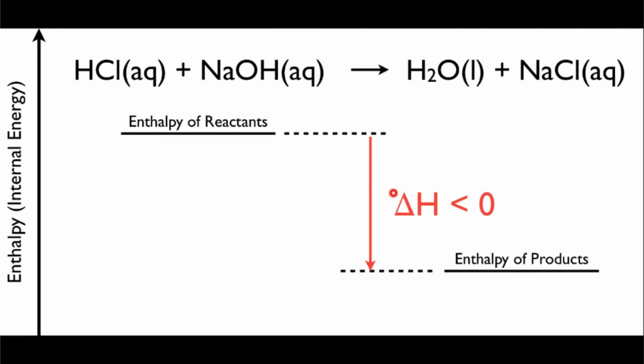So the change in enthalpy in this scenario is less than zero. Enthalpy has gone down. And this is what we refer to as an exothermic reaction, for reasons that I think are self-explanatory. Heat is leaving or exiting the system. Therefore, it is exothermic. And exothermic reactions are signified by negative values for their delta H.